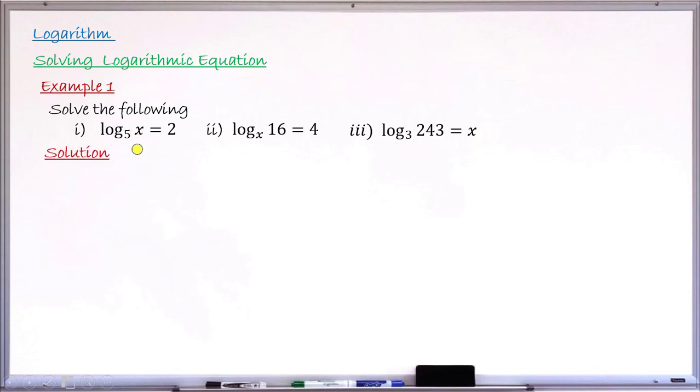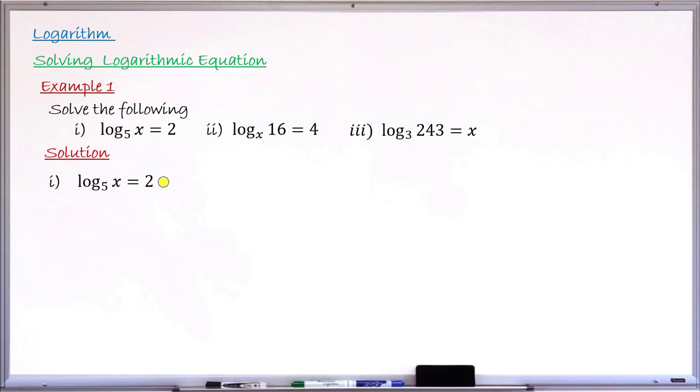Solution, starting with the very first question. We are to find what x will be in this equation, meaning solving the equation. So, log to base 5 of x equals 2. What we do all the time is try to have a logarithm on both sides of the equation. Here I just have a constant number 2, but here is a logarithmic function. So try to have a logarithm on both sides of the equation.